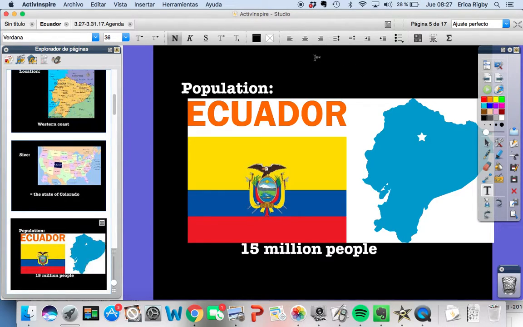The population of Ecuador is just about 15 million people. Here you have a star where the capital is. That's Quito. Here's the bandera, the flag.